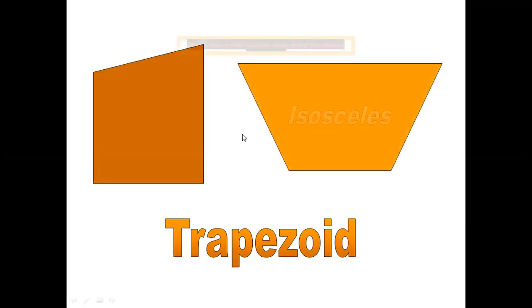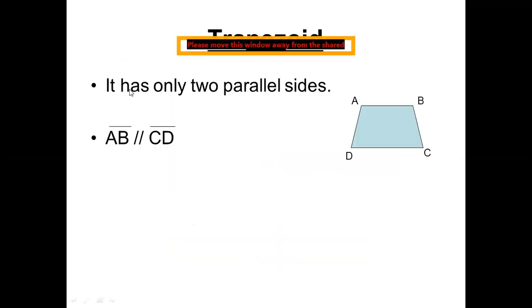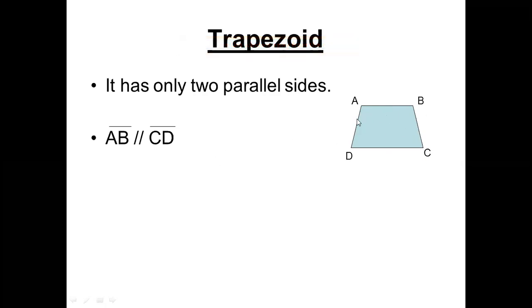Trapezoid. This is the fifth quadrilateral, the trapezoid. This is the shape of the trapezoid. One type of trapezoid is isosceles, because we have two equal sides in it. In the trapezoid, we must know this: it has only two parallel sides. For example, this trapezoid ABCD, AB is parallel to DC. Both of them are parallel. But AD and BC are not parallel, because if this continues and this continues, they will intersect at one point.